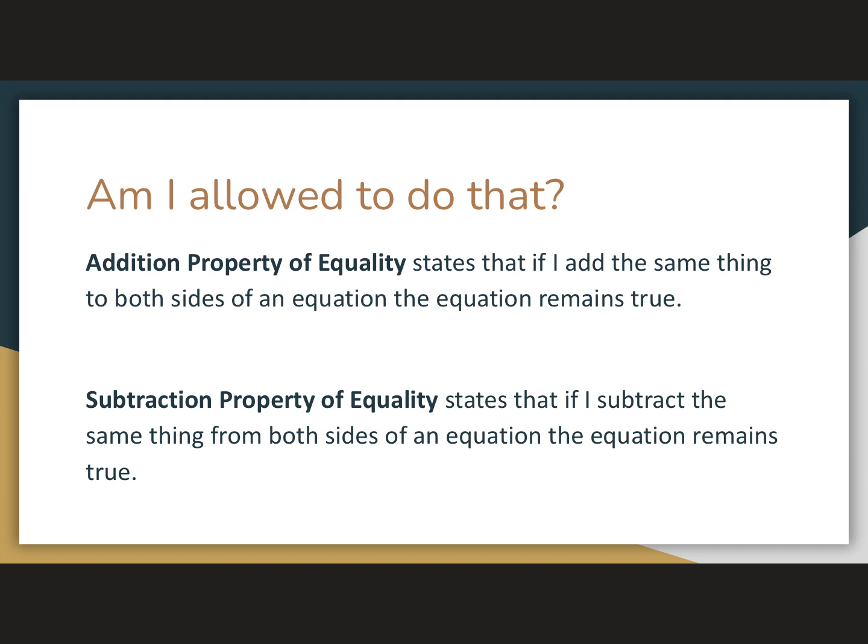So, am I allowed to do that? There's a couple of properties we need to know. First is the addition property of equality. It says if I add the same thing to both sides, the equation remains true. Then there is the subtraction property of equality. Same thing. If I subtract the same thing on both sides, the equation remains true.